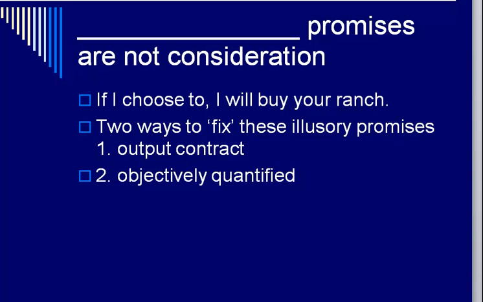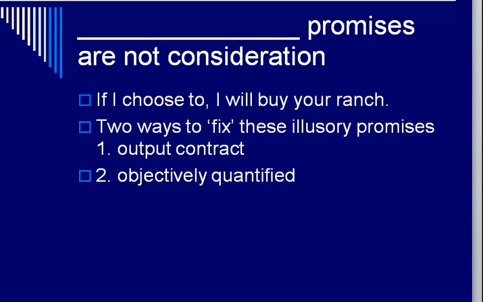How do we fill in this blank? We say an illusory promise is not consideration. Illusory means it is just too vague. There's nothing that you could really pin the person down to. For example, if I say, if I choose to, I will buy your ranch. That's not really consideration, because you can't force the person to do that. They're not really committing to anything.